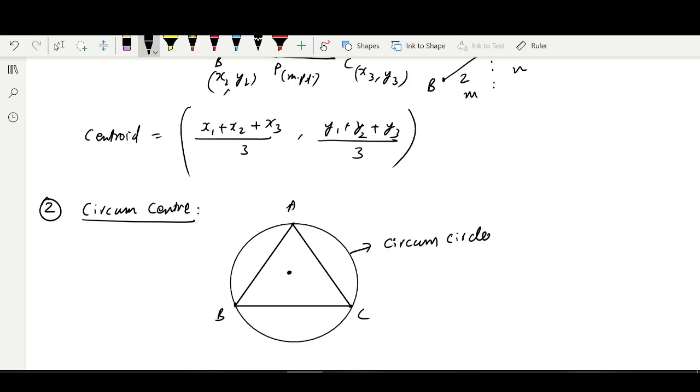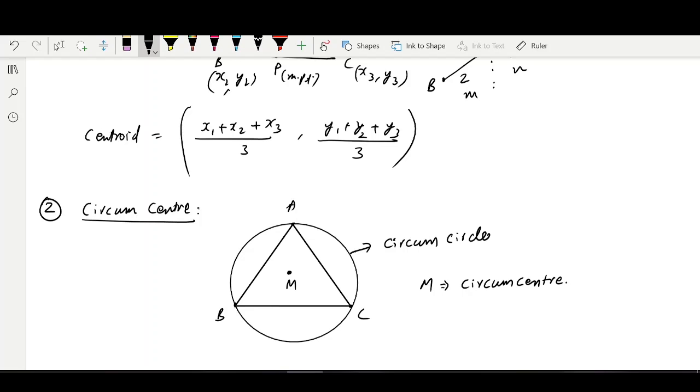and the center of this circumcircle is known as circumcenter. Let me call it M. Let's say M. Okay, circumcenter.